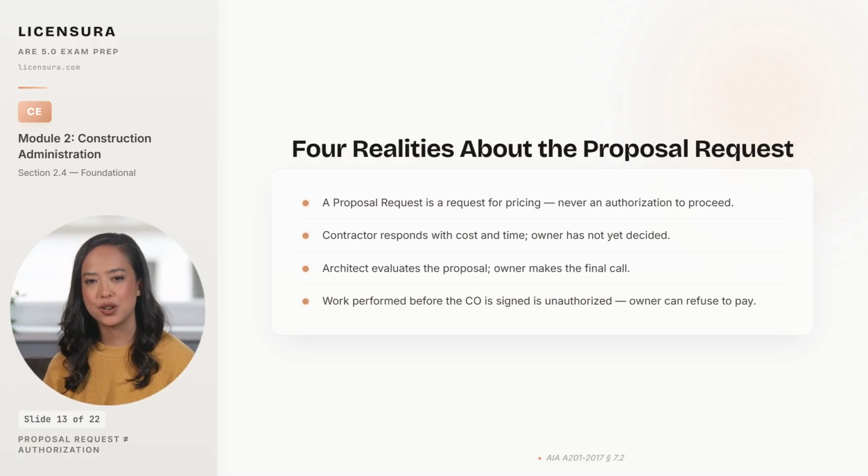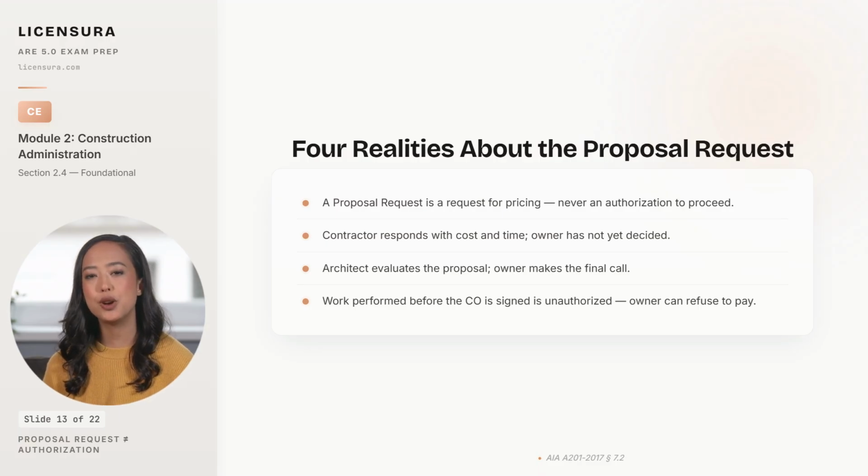The architect's role is to recommend to the owner. The owner makes the final call. And only when the owner has authorized the change does the change order get drafted, signed by all 3 parties, and executed. If the contractor reads the proposal request as a green light and starts work, that work is unauthorized, and a sophisticated owner can refuse to pay for it.